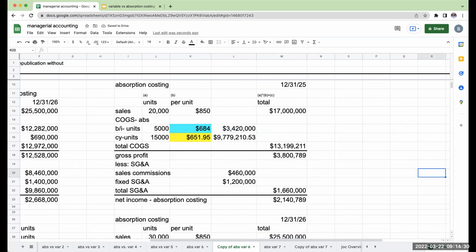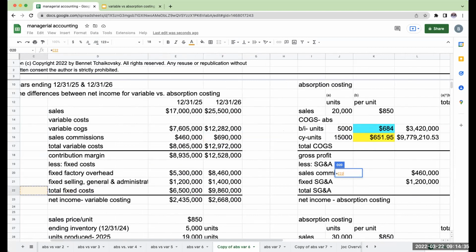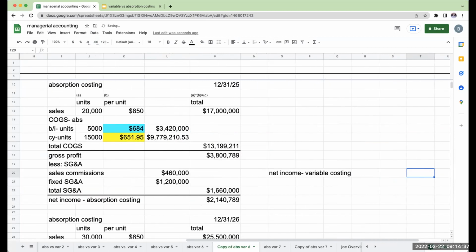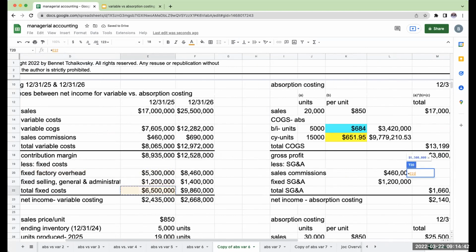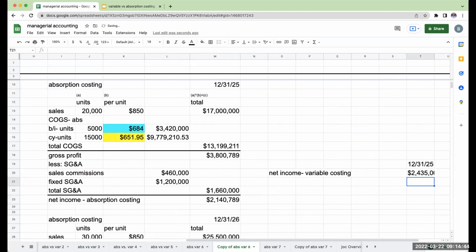So let's do this really quickly. Let's say our net income under variable costing for 12/31/25 was how much? It was 2,435,000. Our net income under absorption costing was 2,147,089, for a difference of $294,211. Let's see if we can identify the difference.